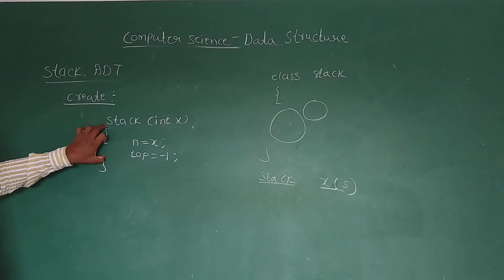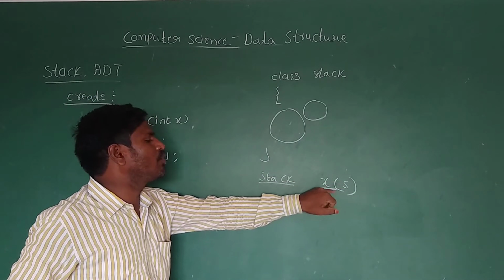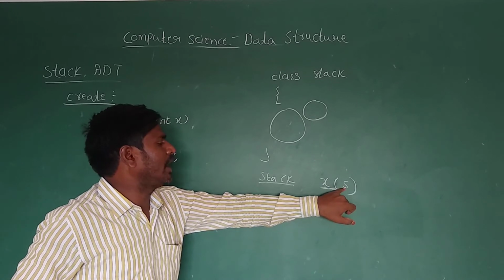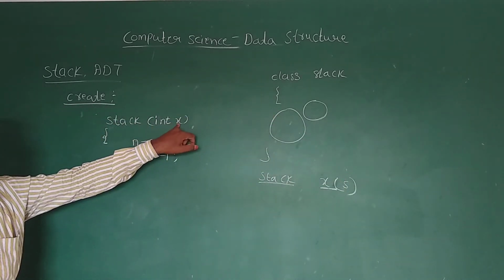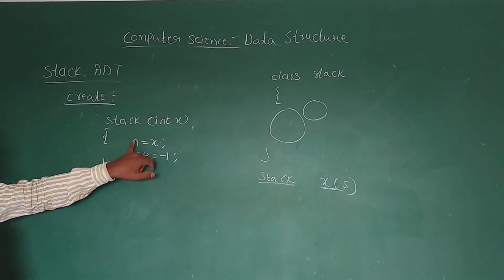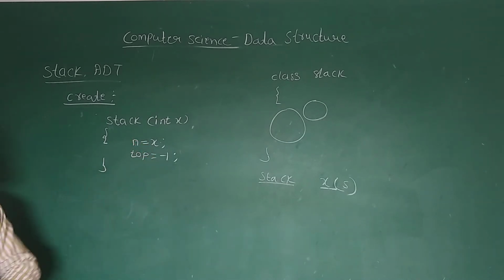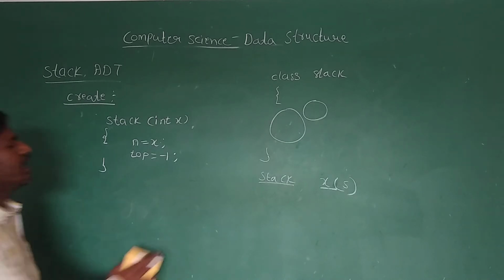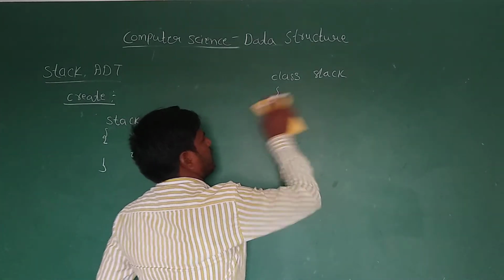This member function will be automatically invoked when the object is created. 5 will be passed to x. What is the x value? 5. x is assigned to n. That n value is 5, size is 5, top is equal to -1. So this is creating the empty stack.